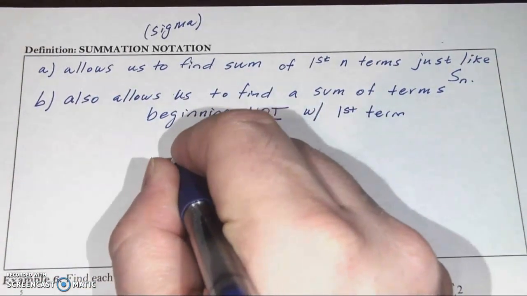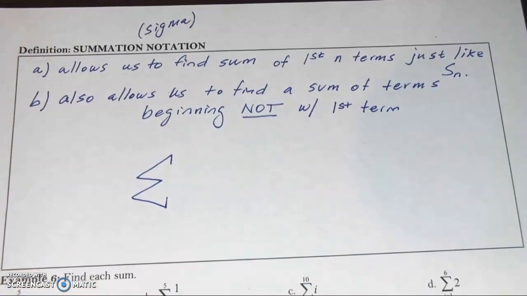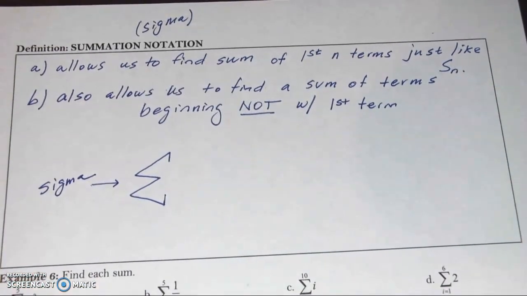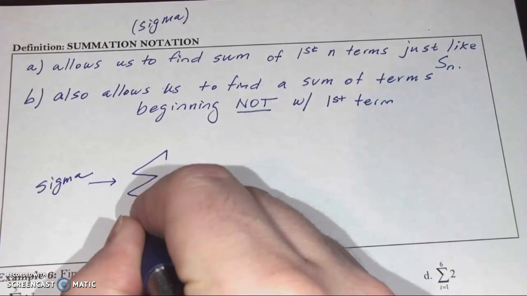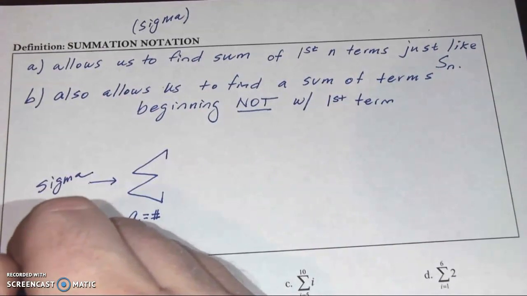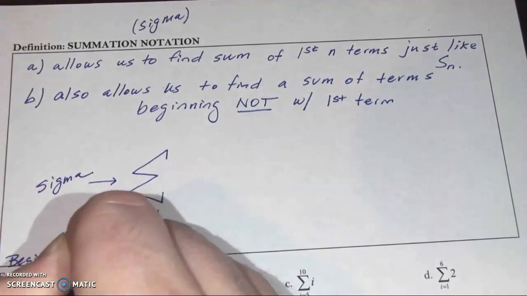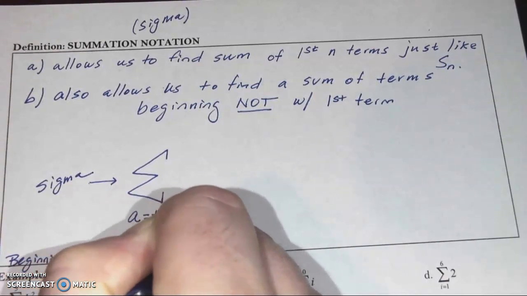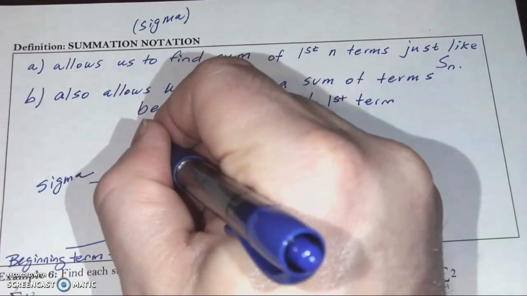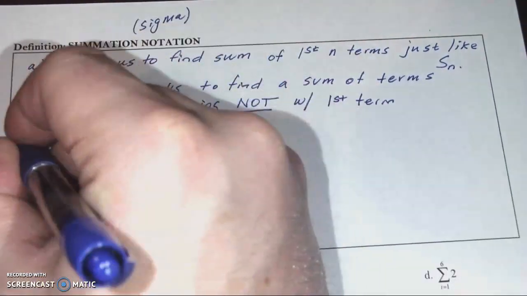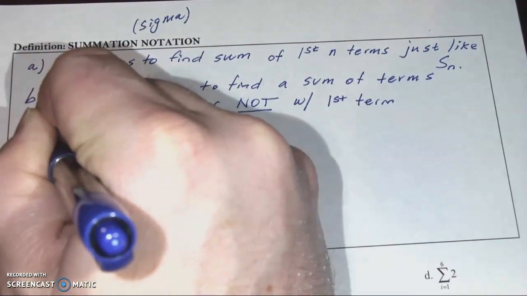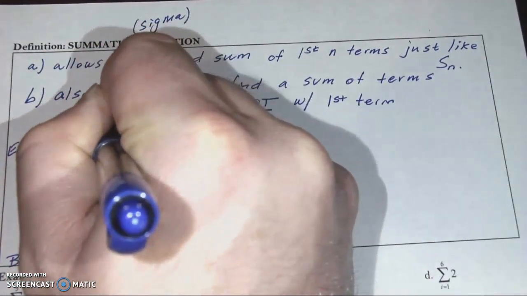So it's composed of a few things. It's composed of the Greek letter sigma. This is a sigma. Okay. And then you're going to see something like A equals a number. This tells us our beginning term for our partial sum. And then we're going to have a number up here. This is the ending term for our partial sum.